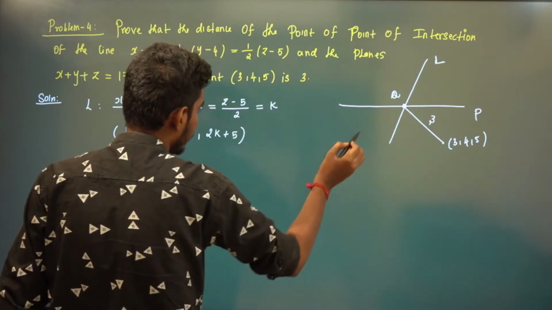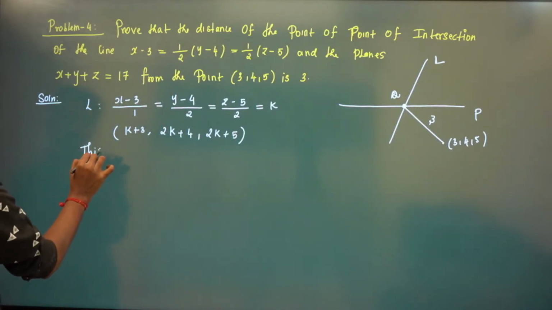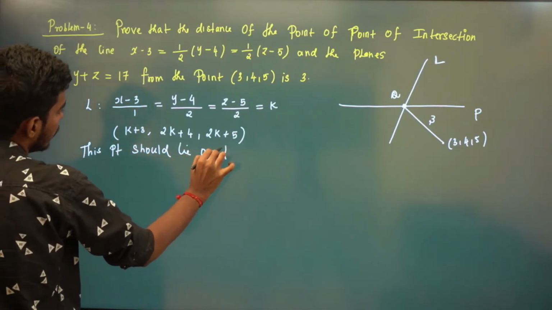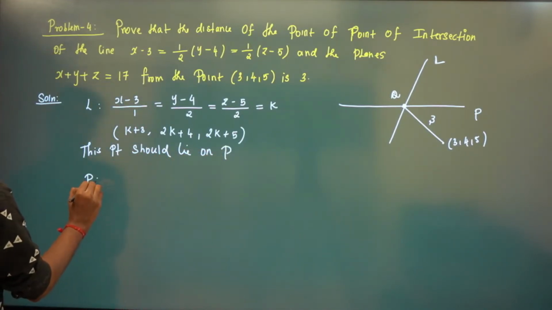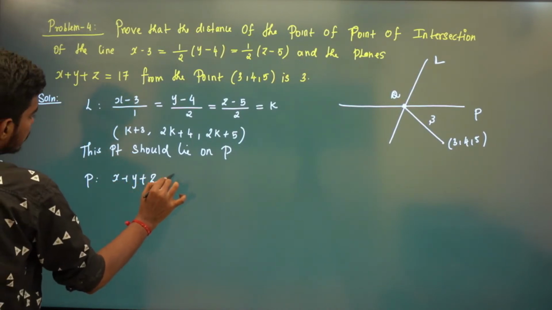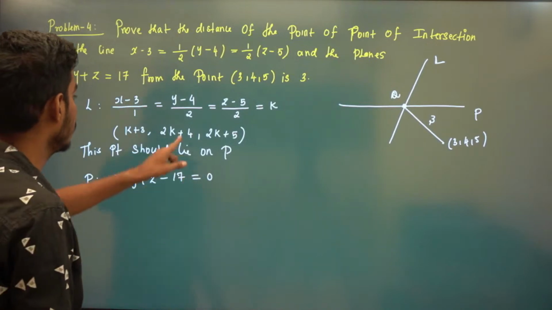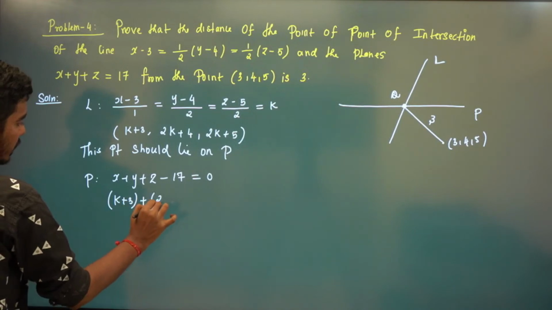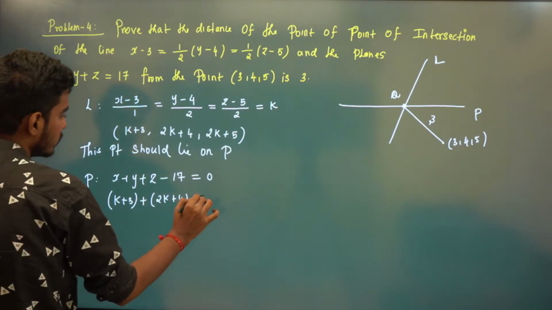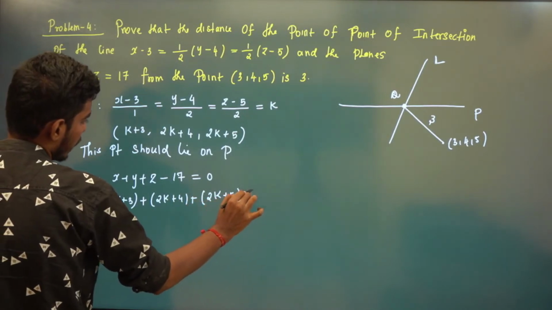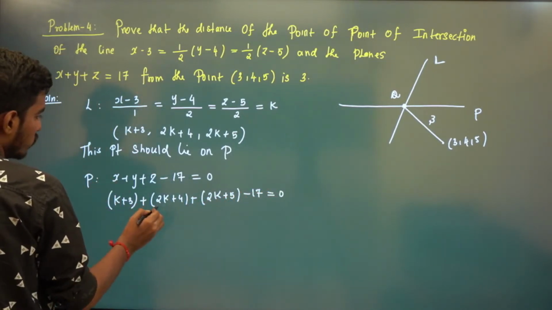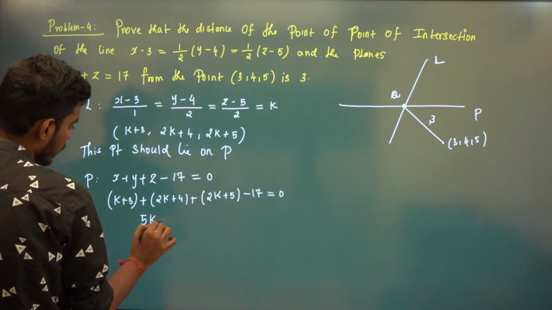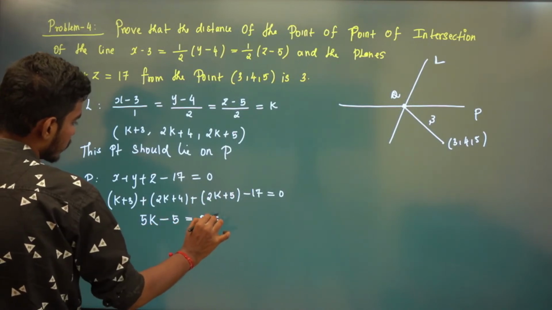Now you need to find the coordinate that should meet the plane P. That means this point should lie on the plane P. What is the plane P? The plane P is x plus y plus z minus 17 is equal to 0. Now this point has to lie in this plane. So (k plus 3) plus (2k plus 4) plus (2k plus 5) minus 17 is equal to 0. So 2k, 3k, this will be 5k. 3 plus 4 is 7, 7 plus 5 is 12, 12 minus 17 is minus 5.